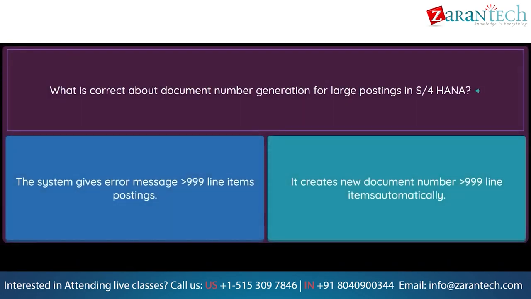Question, what is correct about document number generation for large postings in S/4HANA? Option 1, the system gives an error message for postings greater than 999 line items. Option 2, it creates a new document number automatically for postings greater than 999 line items.